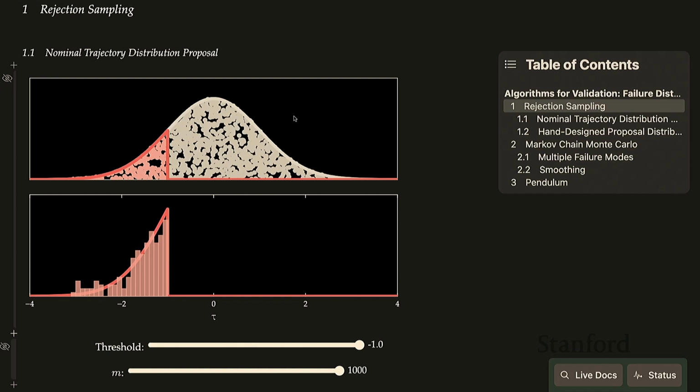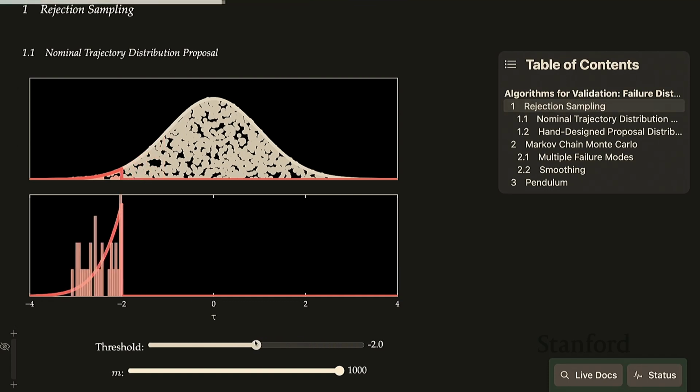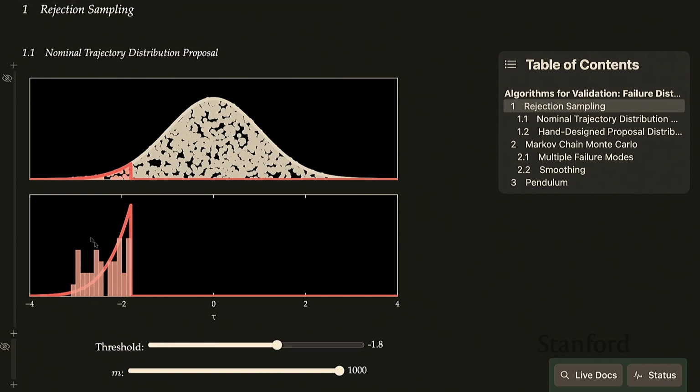But as we were saying, this might be really inefficient for rare failure events. So let's make failures more rare by moving this threshold to the left. As I move this threshold to the left, I'll leave it around here. We're at a point where this is starting to break down. These don't really look like they're distributed according to this density anymore.